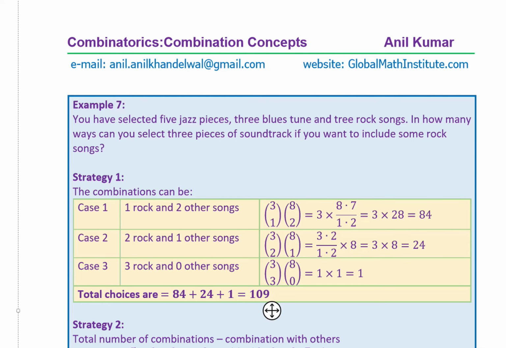So what we are doing here again is taking 3 cases. Now clearly you have selected 5 jazz pieces. So jazz pieces are 5. 3 blues. Okay, let me write like this. And we have 3 blues and 3 rock music, right? So that is what we have selected. Out of this you want to select how many tracks?